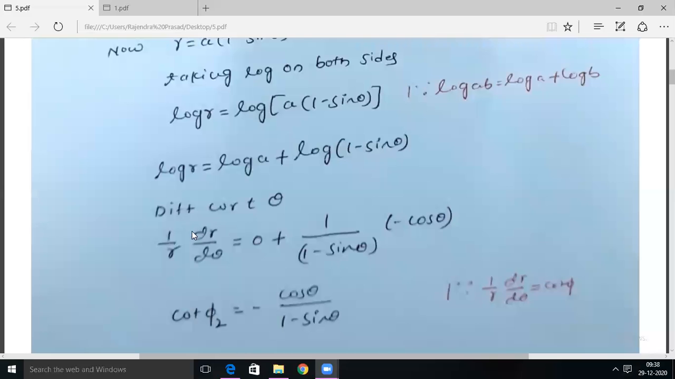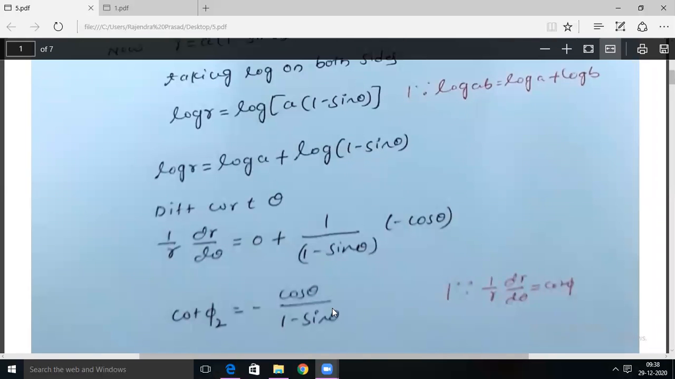So we shall consider here (1/r)(dr/dθ) is equal to cot φ. We shall consider this one as cot φ2 because this is the second curve. So cot φ2 is equal to −cos θ upon (1 − sin θ).